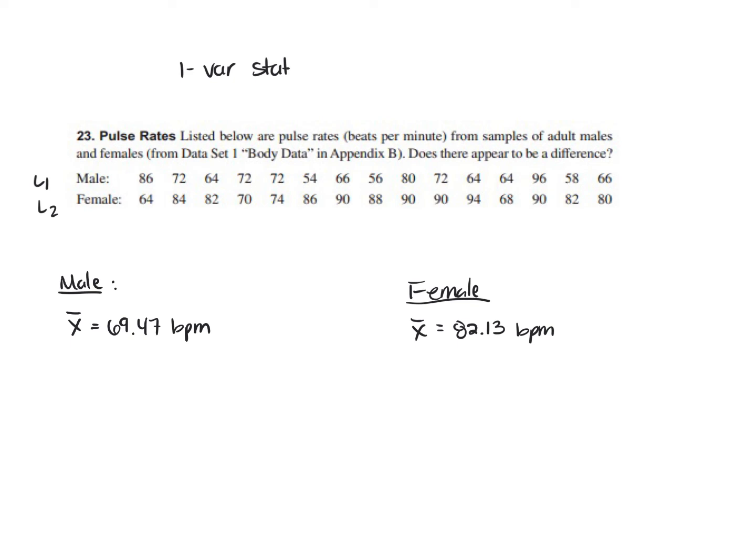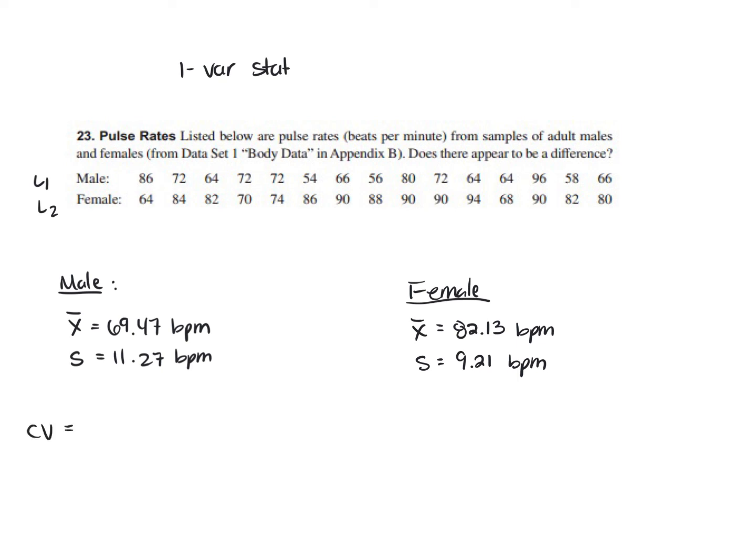So already we can see that from this sample, on average, females have a higher pulse rate than males. Then if we take a look at the sample standard deviation for each sample, the male pulse rate varies by about 11.27 beats per minute. That's how much a typical male pulse rate varies from a mean pulse rate of 69.47 beats per minute. For females, that standard deviation is 9.21 beats per minute. Here, the female standard deviation is smaller, but that's relative to a mean that is higher. So we don't want to use the standard deviation to compare.